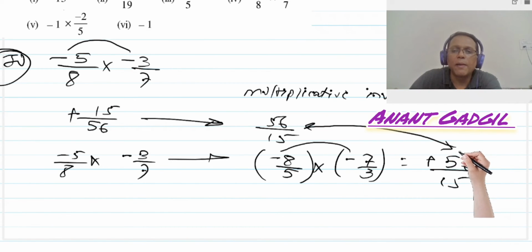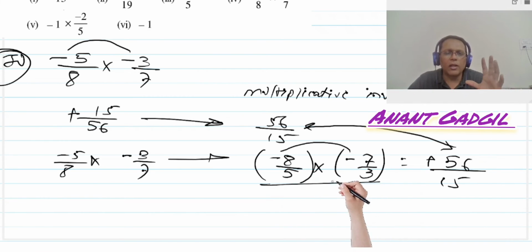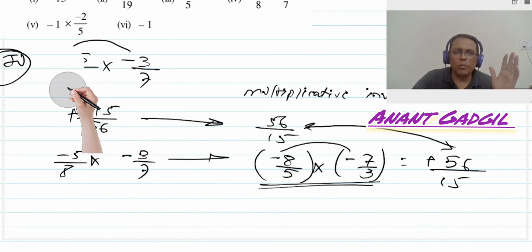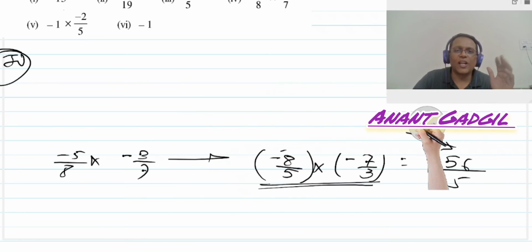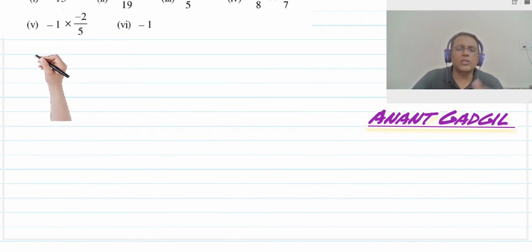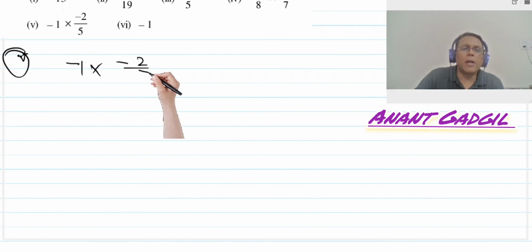See, even if you first multiply and then write the answer, or if you keep it as it is without finding the answer, it's the same thing. I hope you have understood. Now let's go to the second last question. So minus 1 multiplied by minus 2 by 5.